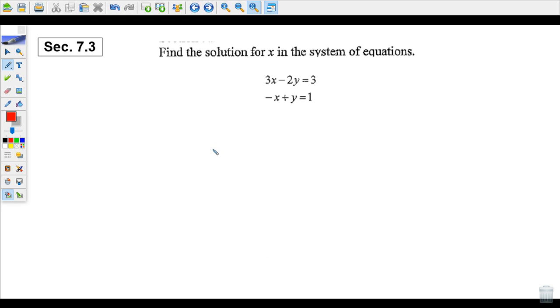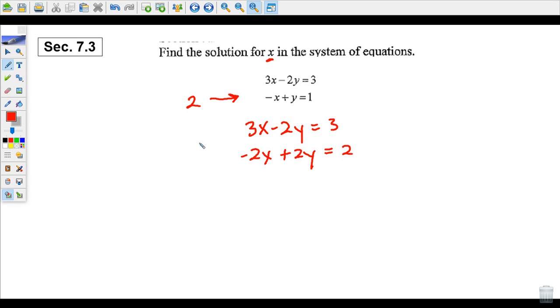Find the solution for x again, just x in the system of equations. So this one looks more like elimination to me, not substitution. If I'm finding x, that means I want to get rid of y. So I'm going to multiply this bottom one by 2, and then I can get rid of the y's. So 3x minus 2y equals 3. First one's going to stay the same. Bottom one's going to become -2x plus 2y equals 2.